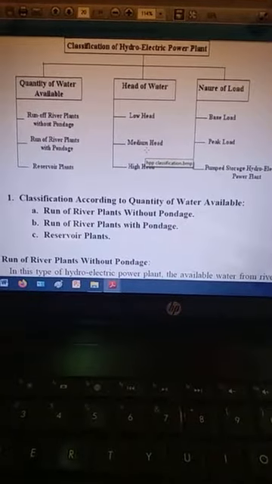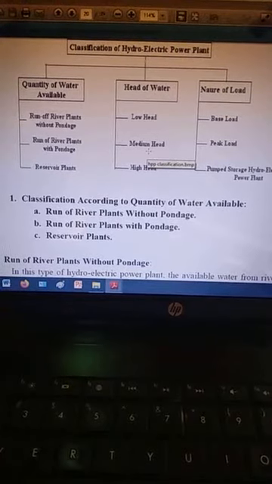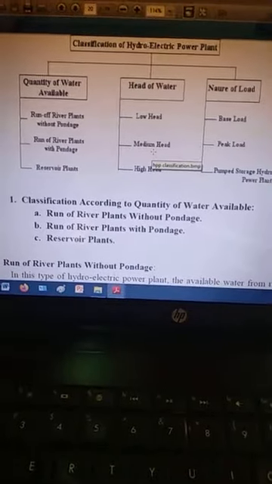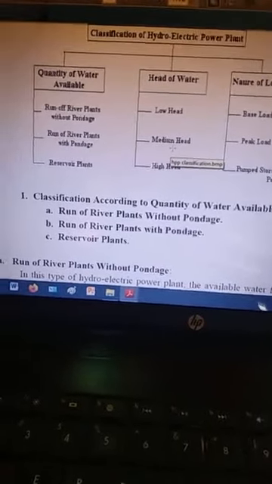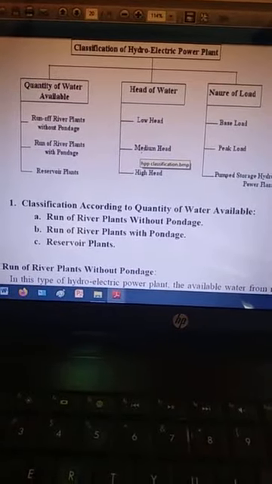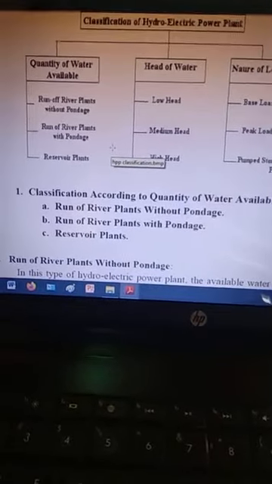Hello, friends. Let us start the last topic on hydroelectric power plants, and it is classification of hydroelectric power plant. So, this hydroelectric power plant system is classified on the basis of various parameters.